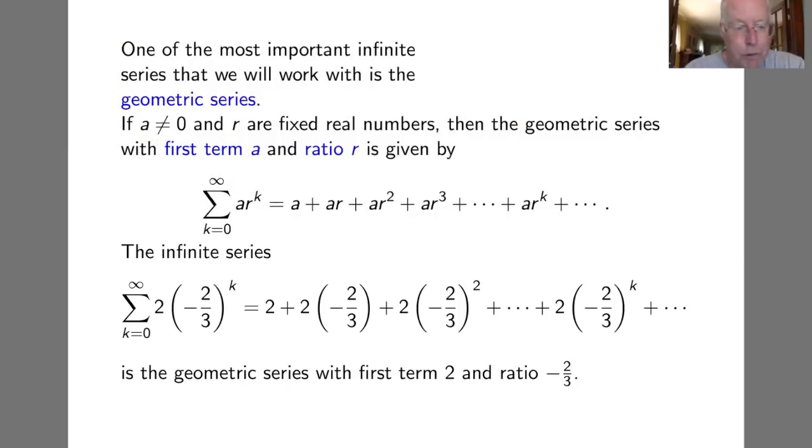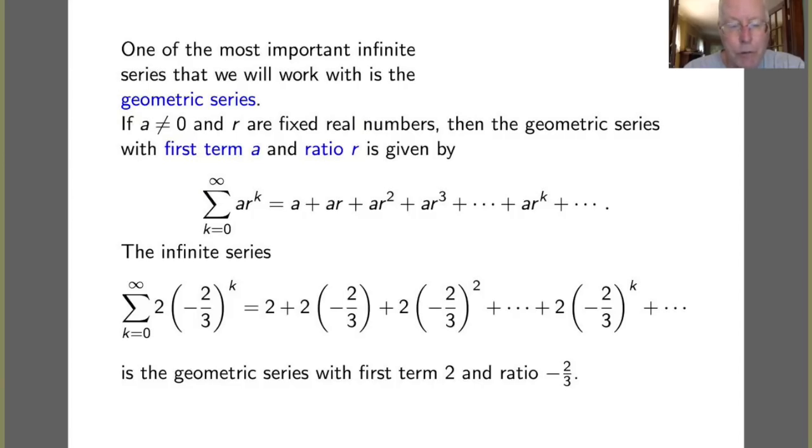For example, look at this infinite series. It's the summation k equals 2 to infinity of 2 times minus 2/3 to the k. And if you write that out, it becomes 2 times minus 2/3 squared plus 2 times minus 2/3 cubed, etc. And the generic or general term is 2 times minus 2/3 to the k.